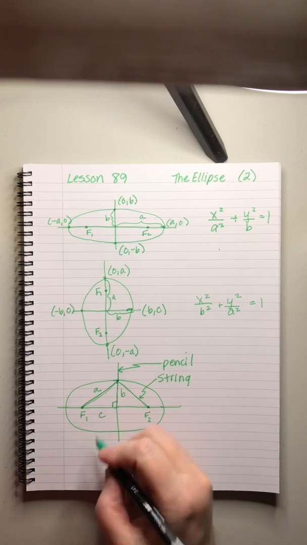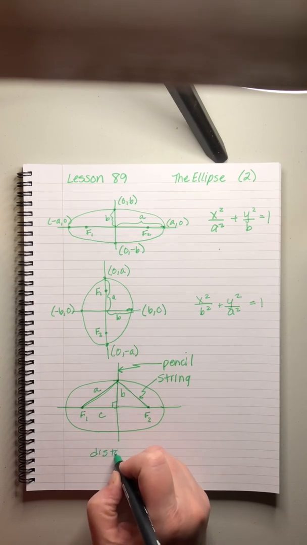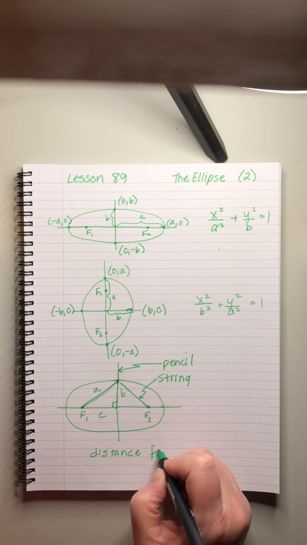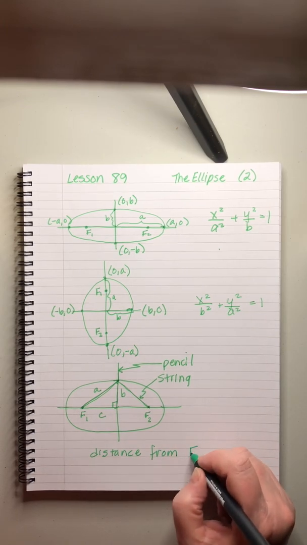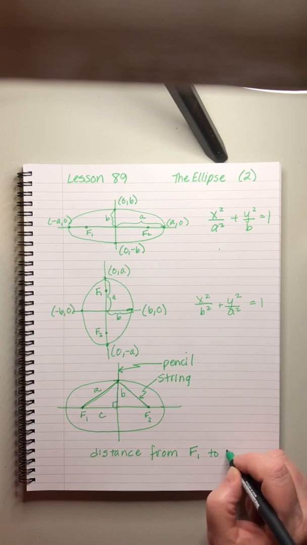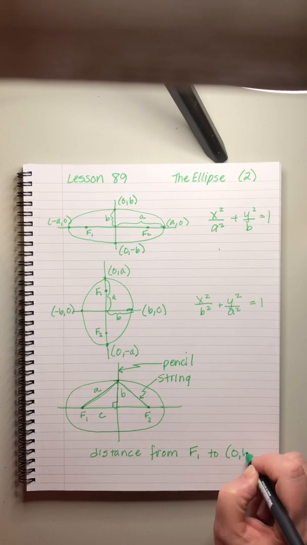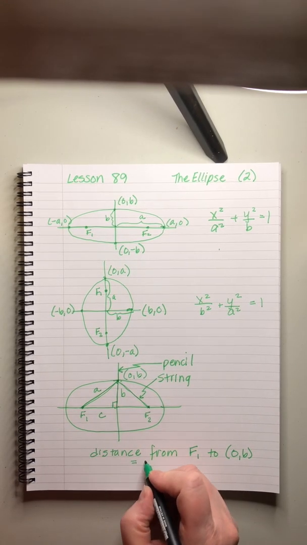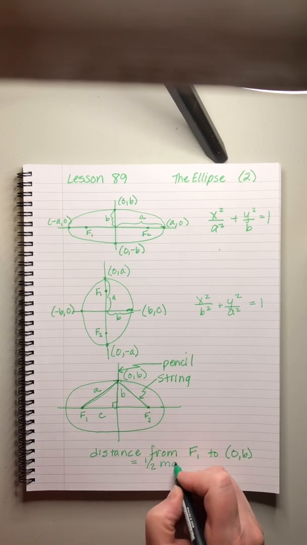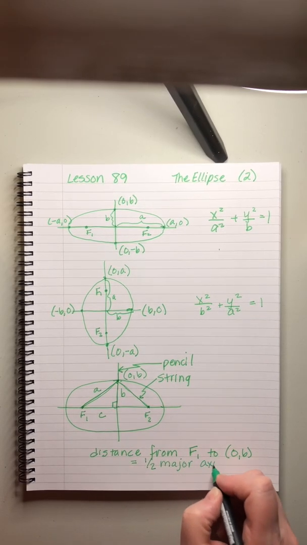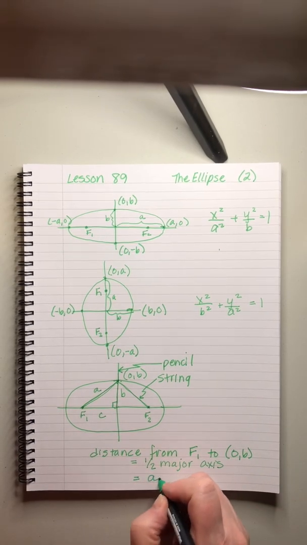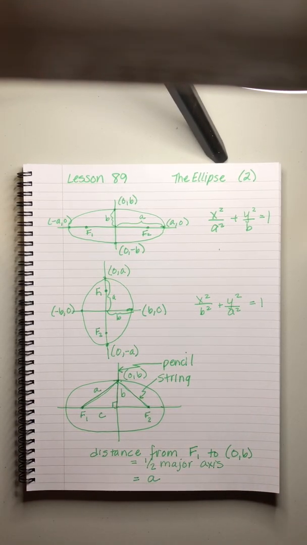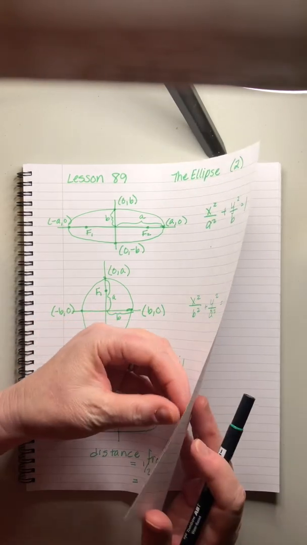All right. So the distance from F1 to the point B up here, right, equals one half of the major axis, and that's also equal to A. Okay, we're going to keep this in mind, and we're going to see how John uses this in a problem. I'm so excited, and I know you are too. Ready?